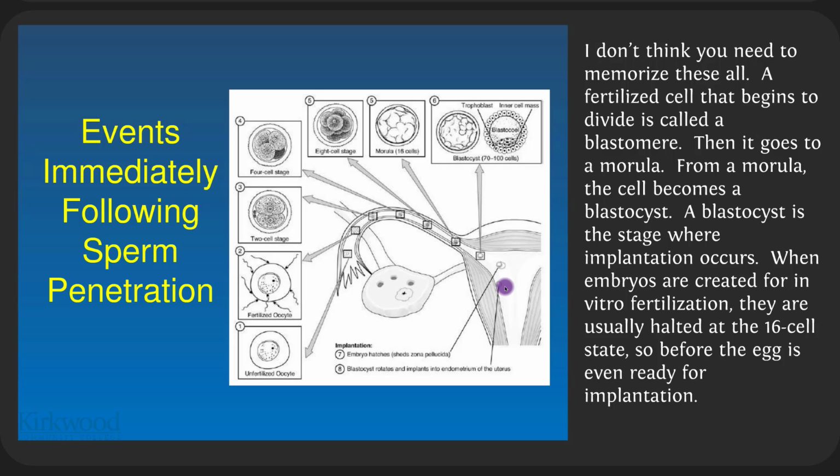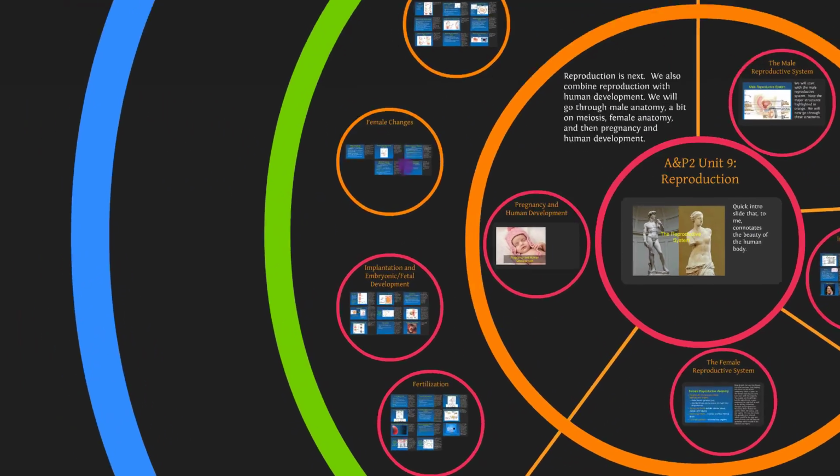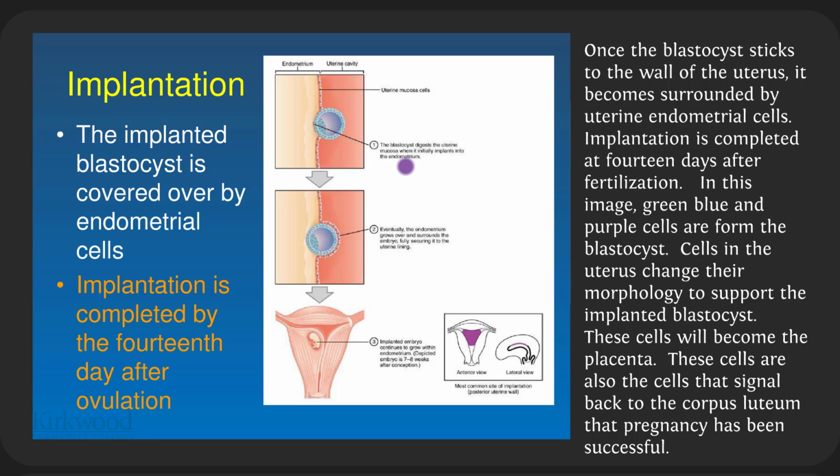So when embryos are created for an in vitro fertilization, they're usually halted at the 16-cell stage, so before the egg is even ready for implantation. That's fertilization. Once the blastocyst sticks to the wall of the uterus, it becomes surrounded by uterine endometrial cells. So it becomes surrounded by the uterine cells. Implantation is complete at 14 days after fertilization.